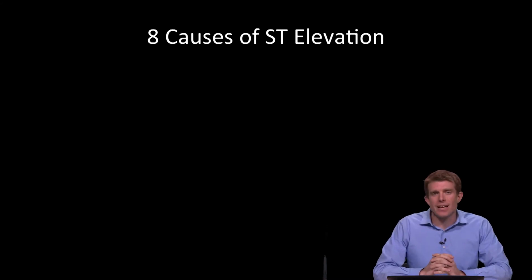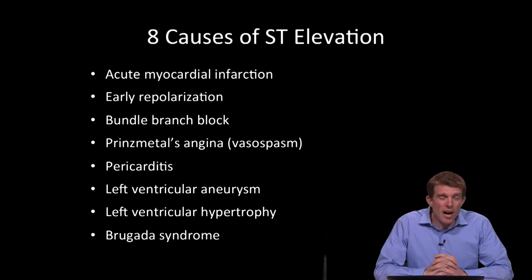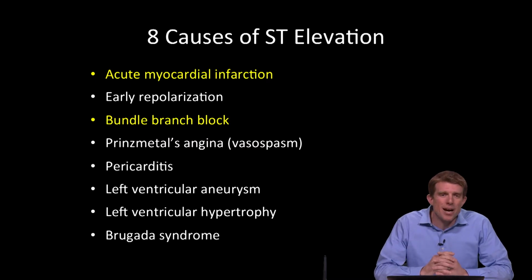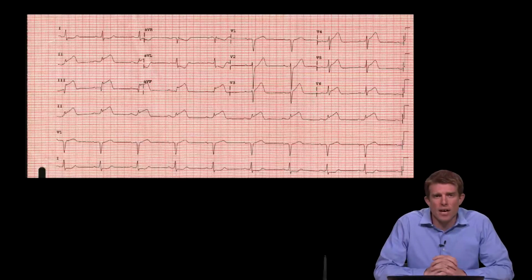So what are the 8 things I like to think about when I see ST elevation on an ECG? I've listed them here. And I always start with thinking about an acute myocardial infarction because that's one of the most important to identify early. But other things such as early repolarization, formerly known as benign early repolarization, bundle branch blocks, which we talk about separately, Prinzmetal's angina or vasospasm, pericarditis, left ventricular aneurysm, left ventricular hypertrophy, and Brugada syndrome. We do talk about the AMI and the bundle branch blocks separately, and those are important ones to identify.